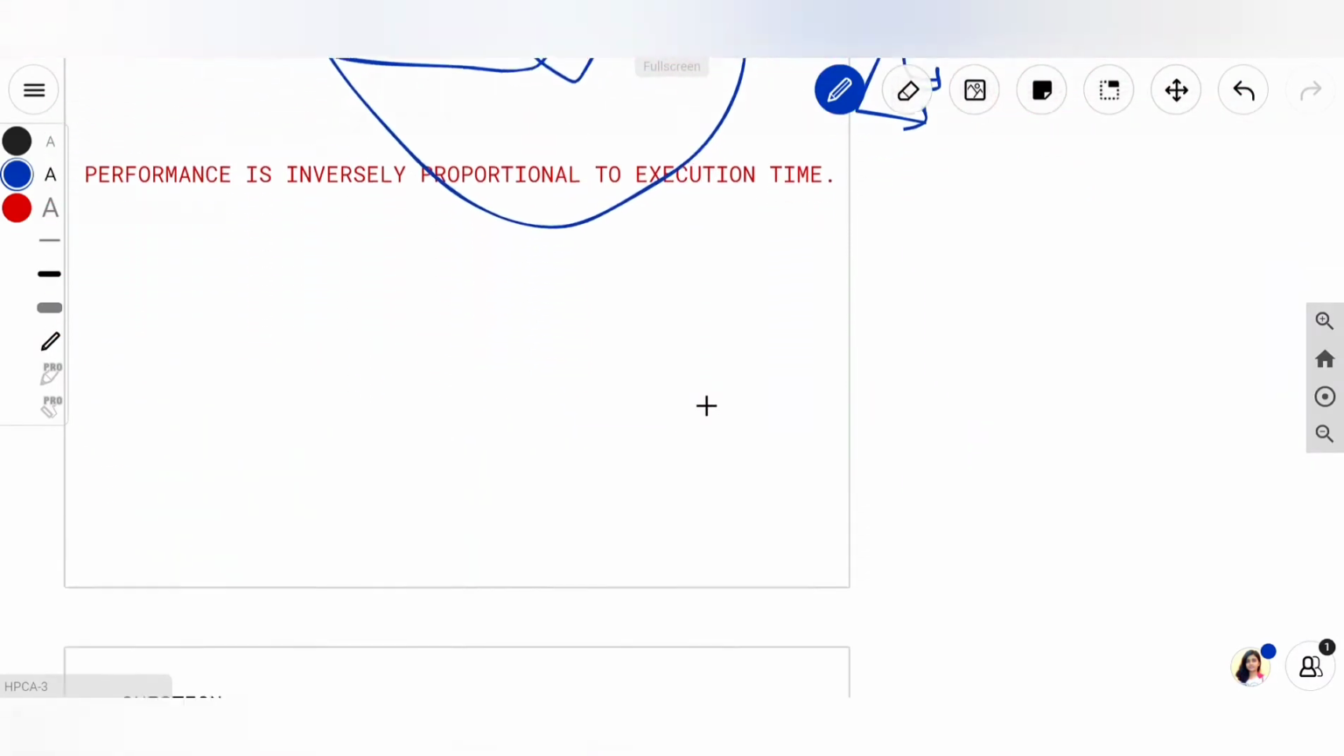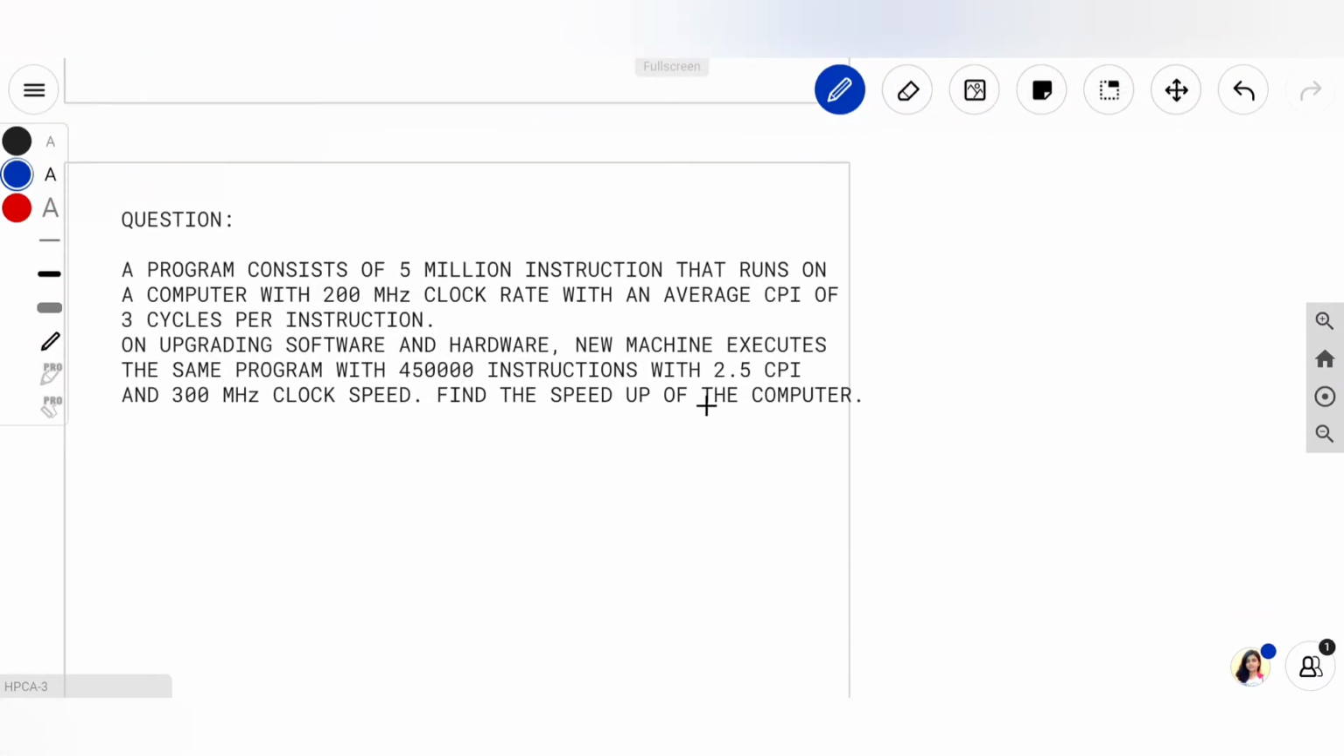Moving ahead, now we'll be solving one numerical. The question is, a program consists of 5 million instructions. We'll go on underlining the important terms we see in our question. It runs on a computer with a 200 megahertz clock rate, so 200 megahertz is the clock rate, and with an average CPI of 3 cycles per instruction. So CPI is 3 cycles per instruction.